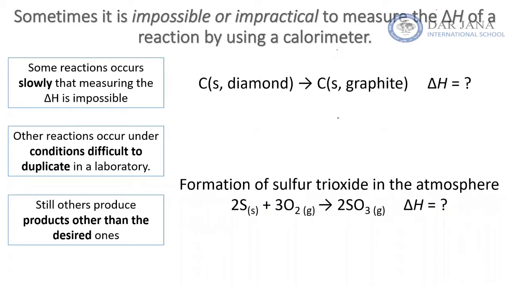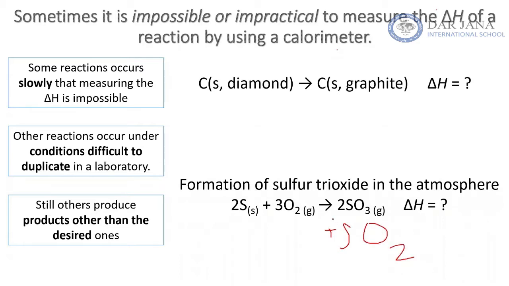Other reactions occur under conditions that are difficult to duplicate in a laboratory. Still other reactions produce products other than the desired one, such as the formation of sulfur trioxide. It produces, in addition to sulfur trioxide, sulfur dioxide, SO2.